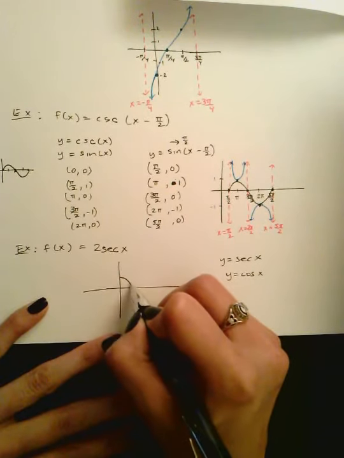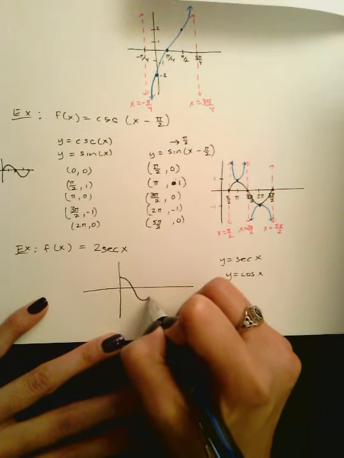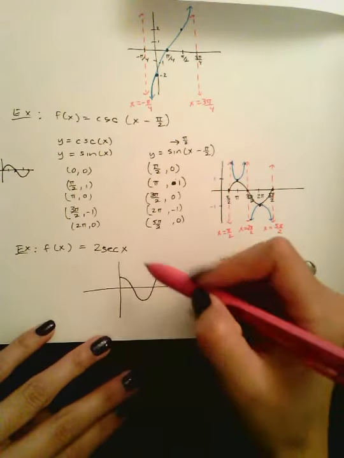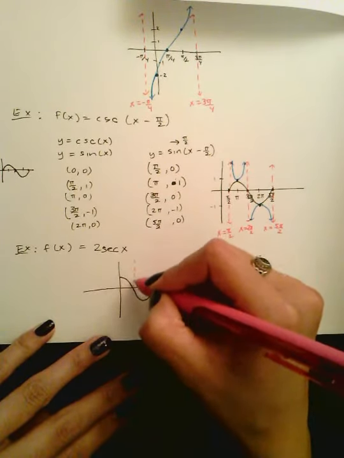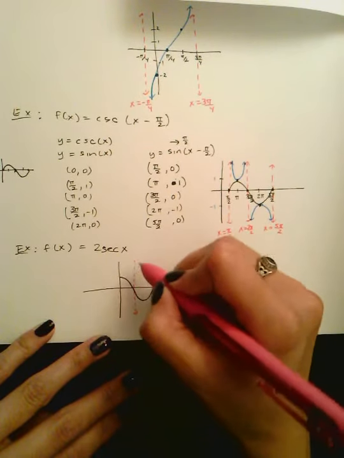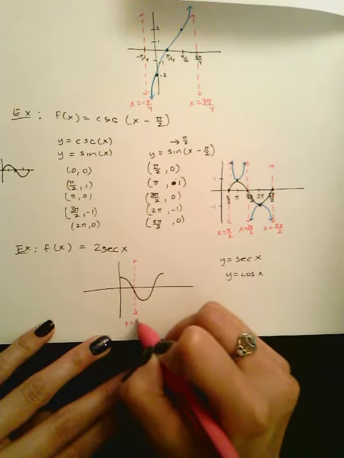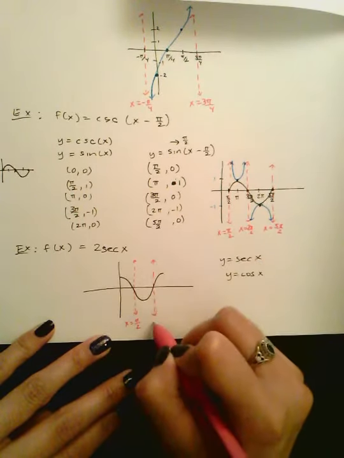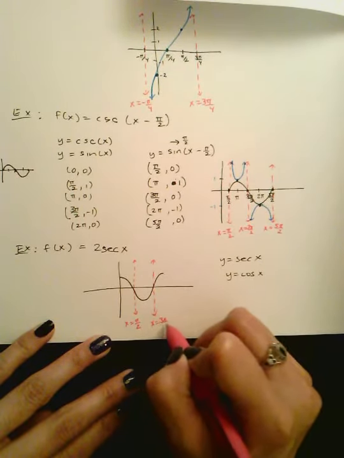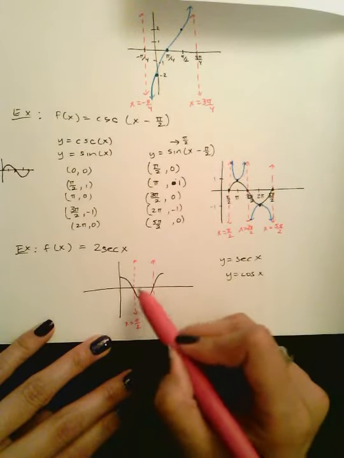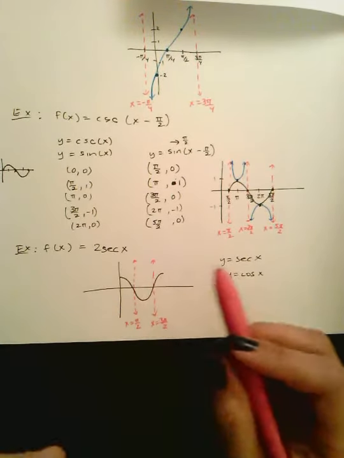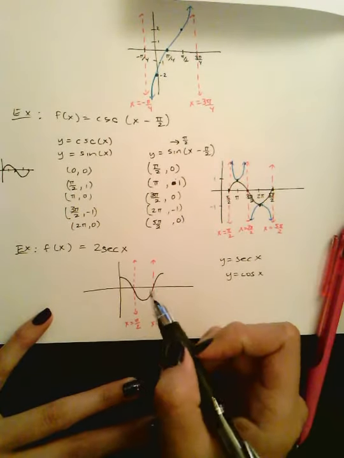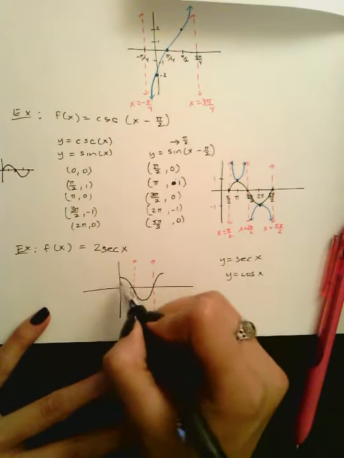Cosine of x goes above, and then it goes back down, and then it goes back up. We know that our asymptotes are going to be where it crosses the axis. So this would be at x equals pi over 2, and this would be at x equals 3 pi over 2. We want to make sure that we have 2 pieces for the asymptote so that we can draw the 2 pieces for the secant of x function.